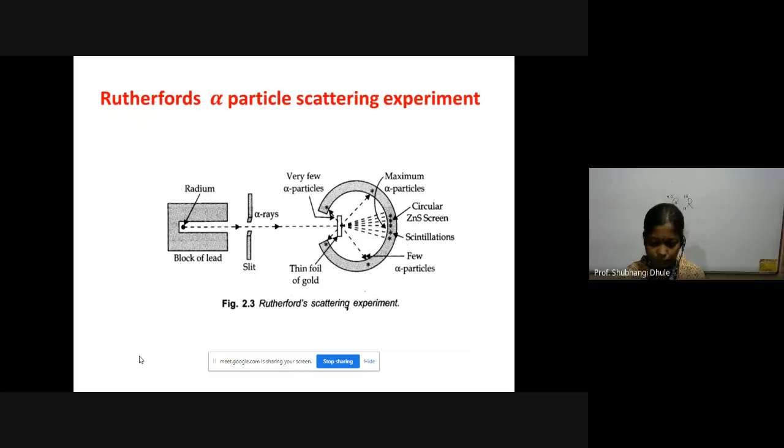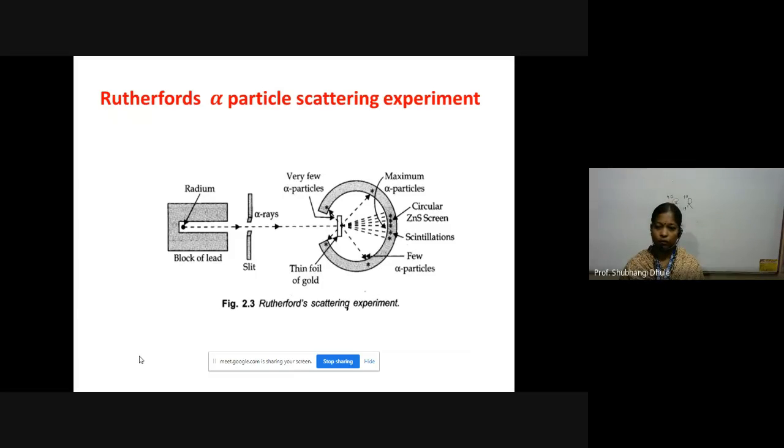So this is the experimental setup for Rutherford's experiment, which is the very famous alpha particle scattering experiment. He did this experiment where he put the radioactive element radium in a lead block. The disintegrations come from this and strike the zinc sulphide screen. He was able to detect these disintegrations, and from this experiment he was able to calculate them quantitatively.